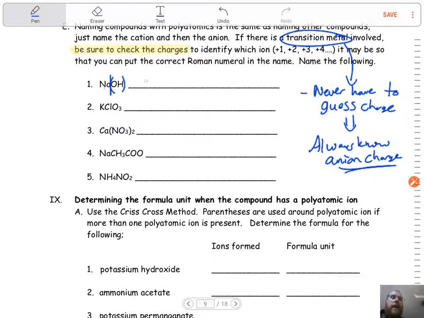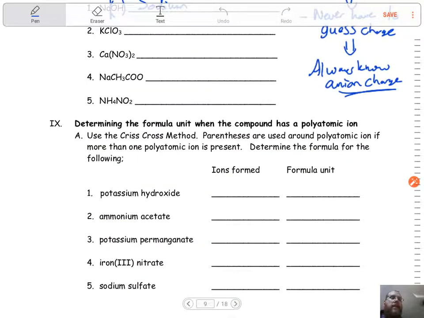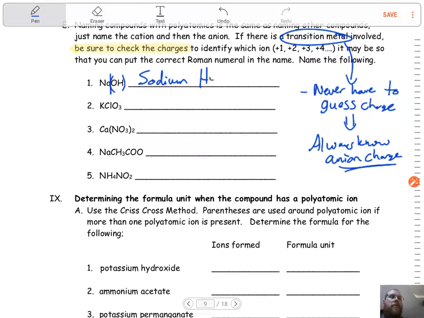I'm going to name Na. That's sodium. Now, if I don't remember what OH is, I'm going to go over here and look. I'm going to scan through everything. Oh, look, OH is right there. So the name of that is going to be hydroxide. So the name of this compound is sodium hydroxide. Okay, let's do number 2 together.